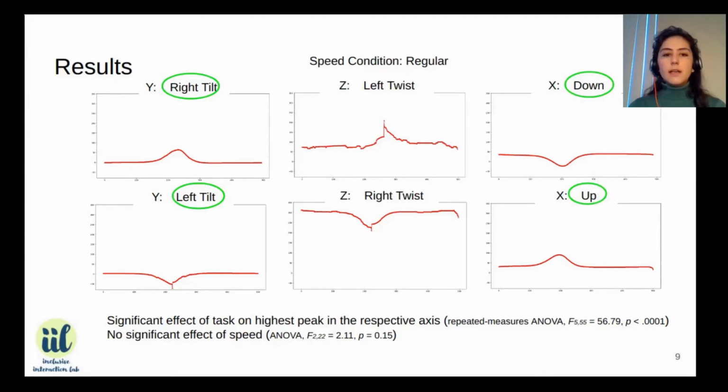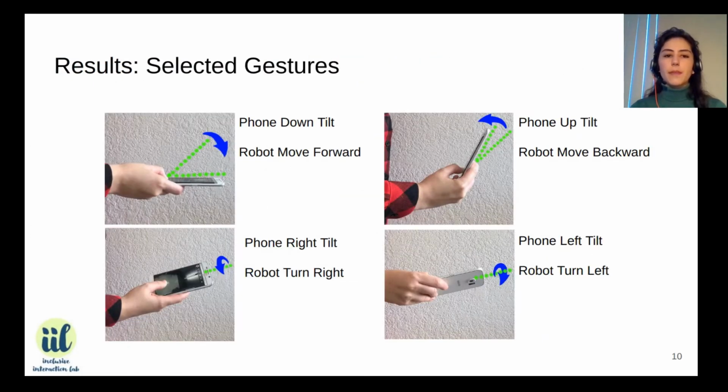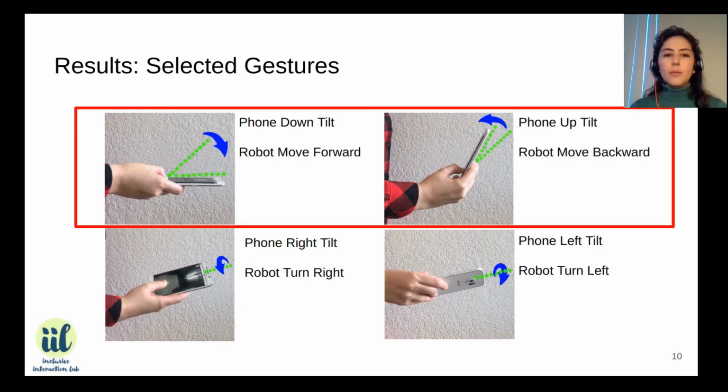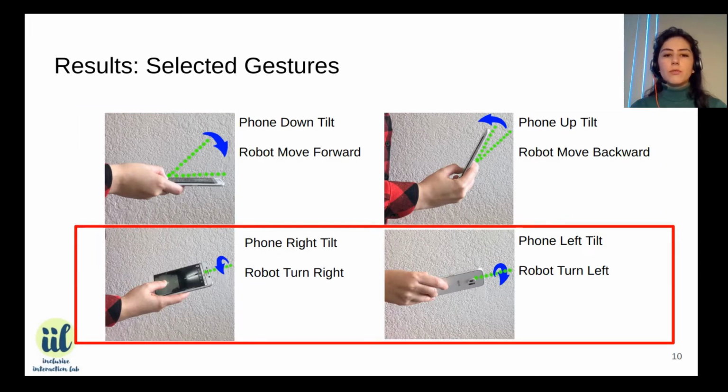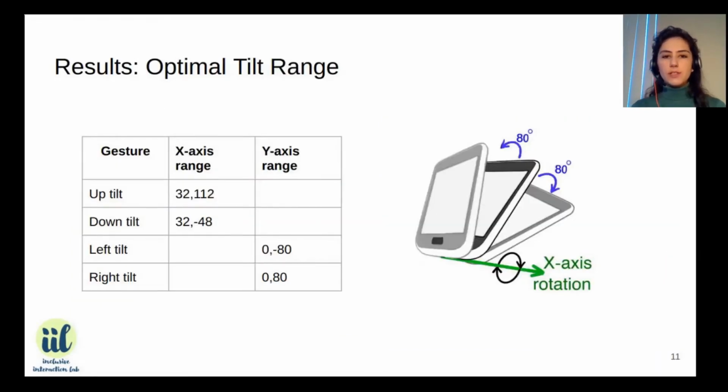Statistical analysis identified a significant effect of task on highest peak in the respective axis and no significant effect of speed. We used the phone down and up gesture to drive the robot in forward and backward directions, and phone right and left tilt to turn the robot to right and left directions. Using the results of this user study, we found the lower and upper bounds of angles and angular velocity for performing tilt gestures without compromising user comfort and the legibility of the display content.